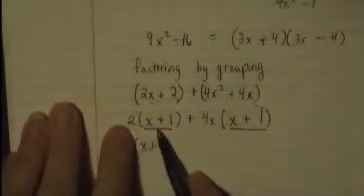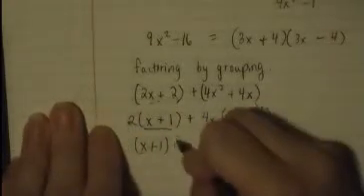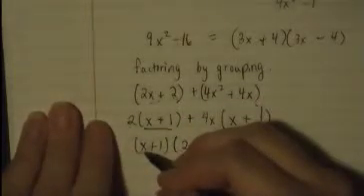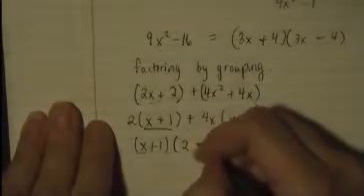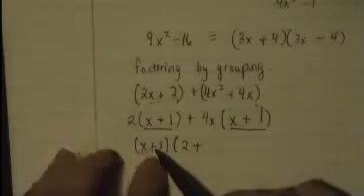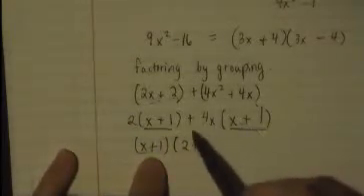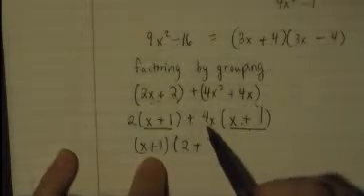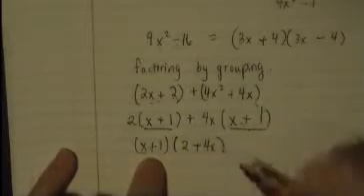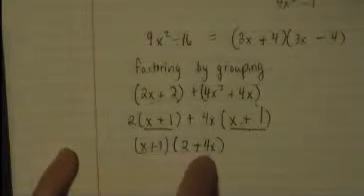Here I had 2 times x plus 1. If I divided the x plus 1 out front, that means I'm just left with a 2 inside. So this x plus 1 came out front. Then I have a plus. Here I have 4x times x plus 1. This x plus 1 came out front already. So when the x plus 1 comes out front, you're left with a 4x inside. And there you have x plus 1 times 2 plus 4x.